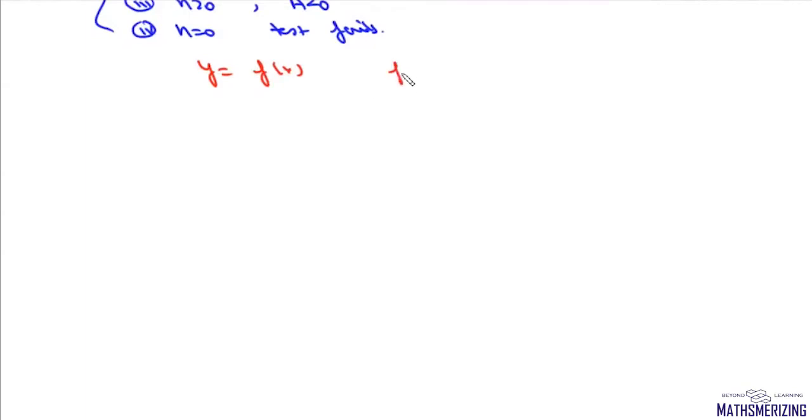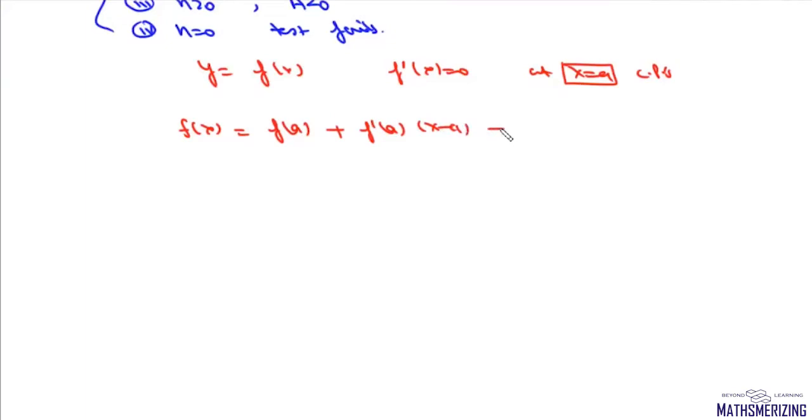y equals f(x) and f'(x) is 0 at, say, x equal to a. So x equal to a is a critical point in this case. Now from Taylor's series we know that we can write f(x) as f(a) plus f'(a) into (x minus a), plus f''(a) into (x minus a) squared upon factorial 2, plus f'''(a) (x minus a) cubed upon factorial 3, and this series will continue.